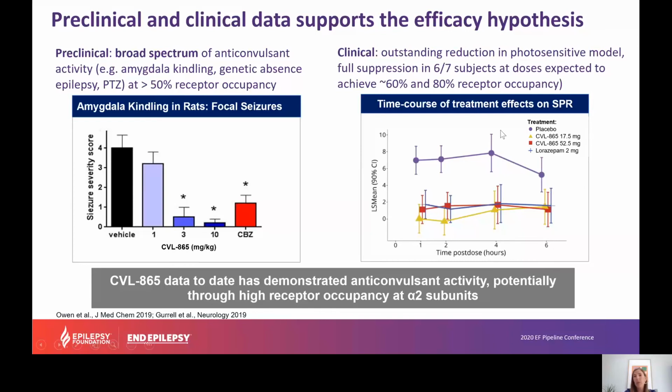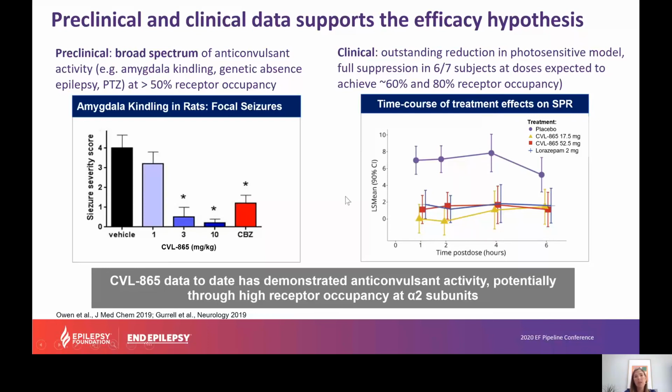And in purple here, you can see the placebo dosing. Here you can see that there's robust reproducible photosensitivity observed when those subjects were dosed placebo. However, both doses of CVL-865 and also the positive control resulted in a robust reduction in photosensitivity. And in fact, we saw full suppression in 6 out of 7 subjects.